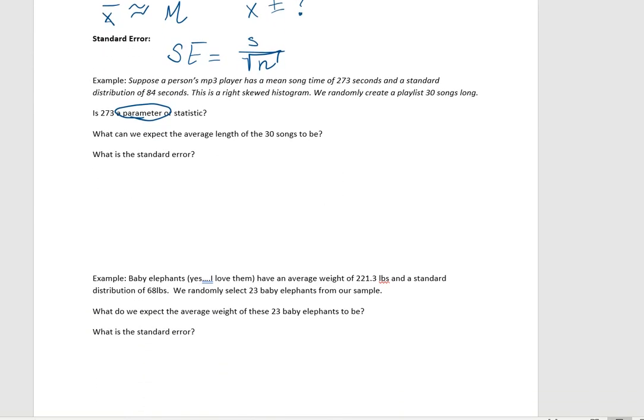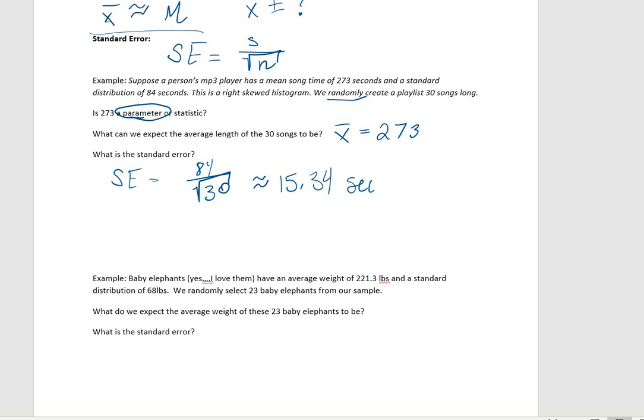Remember, parameter comes from population, statistic comes from our sample. All right, so if we take a sample of 30 songs randomly, what can we expect the average length to be? Well, since we took them randomly, that means it's unbiased, so we can assume that the average playtime of these 30 songs is going to be the same as the average playtime for all of the songs, so 273. Now the standard error in this case is going to be 84 divided by the square root of 30, which, rounded to 2 decimal places, we get 15.34 seconds.